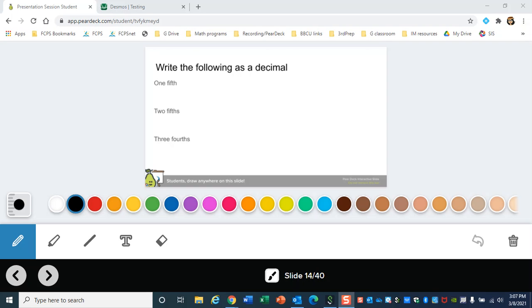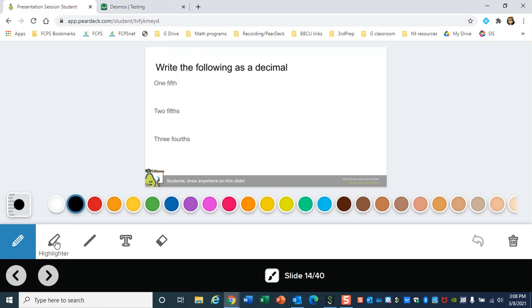Okay, so let's convert fractions to decimals. And for these example questions, the fractions are written in words. So first, you will have to write the fraction in numbers, and then you will convert it to decimal. So remember, when you have a fraction, you're gonna read the numerator first, and then the denominator.